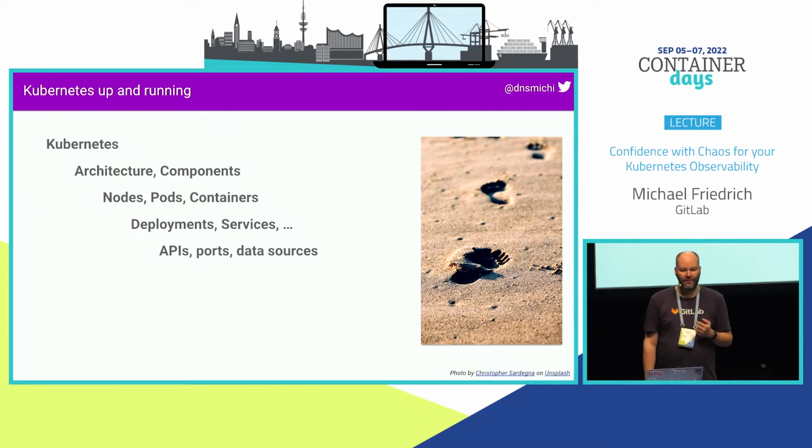We have Kubernetes up and running. There is the architecture. There are many components. There are many names to understand. It's nodes, pods, containers, deployments, services, APIs, ports, data sources, and then my knowledge ends at some point. And the question was, how could I monitor that?